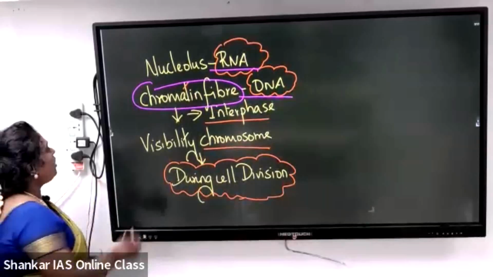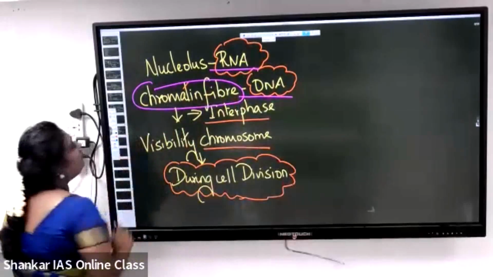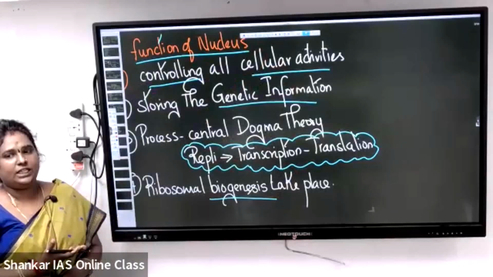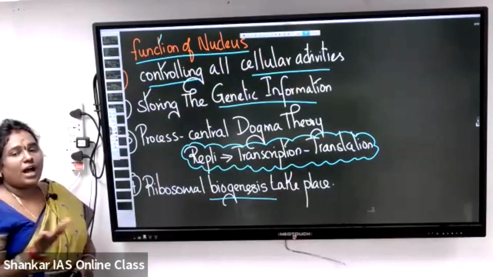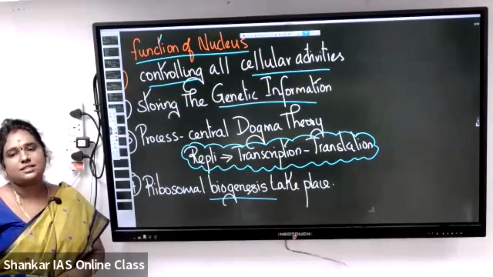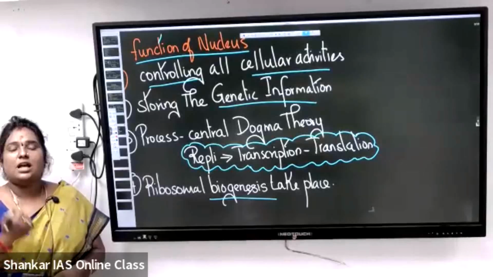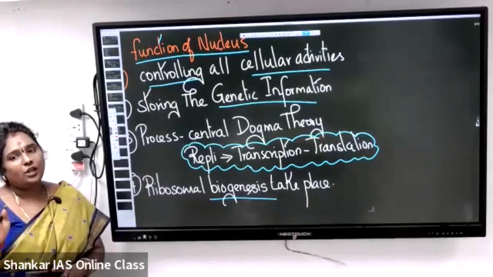So now we need to talk about the functions of the nucleus. We have to finish it off with the functions, because we have a detailed picture of the nucleus. Now we go to the functions separately. As we know earlier, the nucleus controls all the cellular activities. What are cellular activities? All the physiological functions like metabolism, reproduction, growth. For everything we need a nucleus.